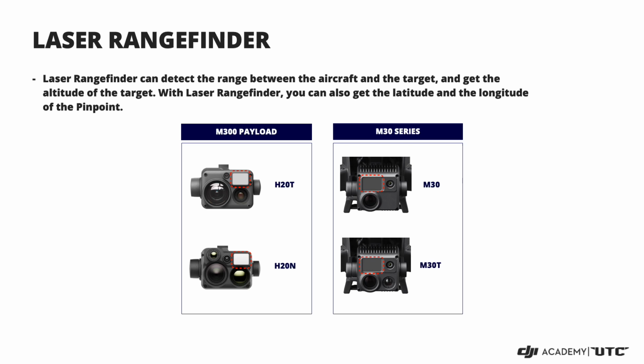Laser rangefinder is equipped with ZENMUSE H20 series and M30 series. It can detect the distance between the aircraft and the target. When you use pinpoint feature with laser rangefinder, you can mark the target exactly and get its location.